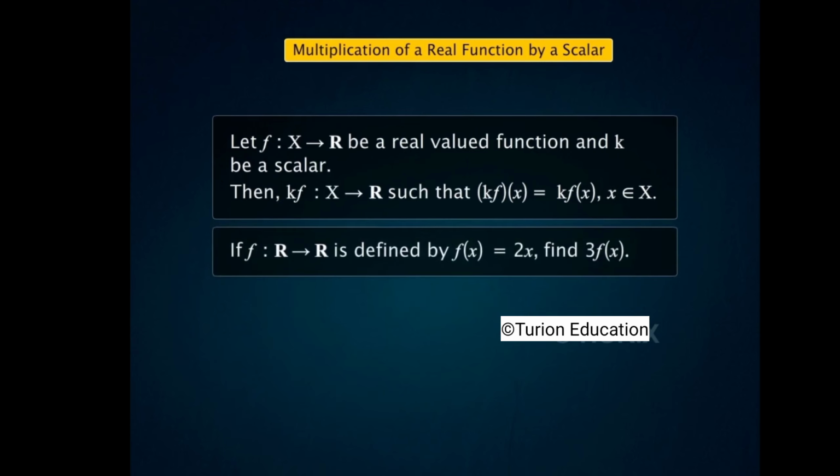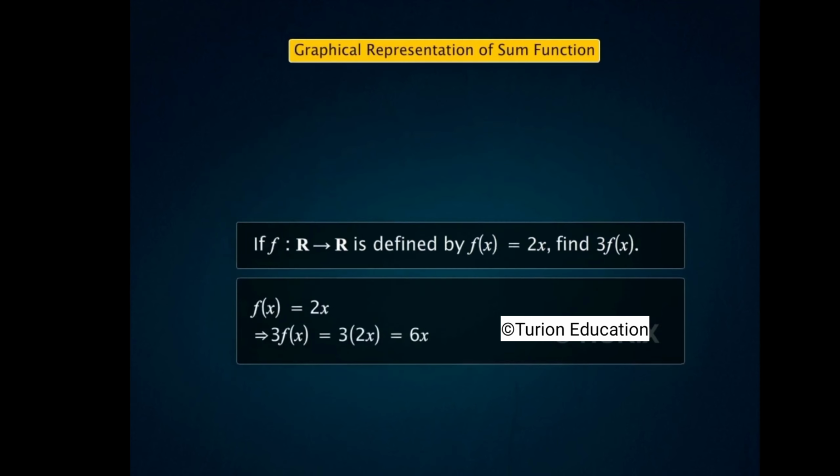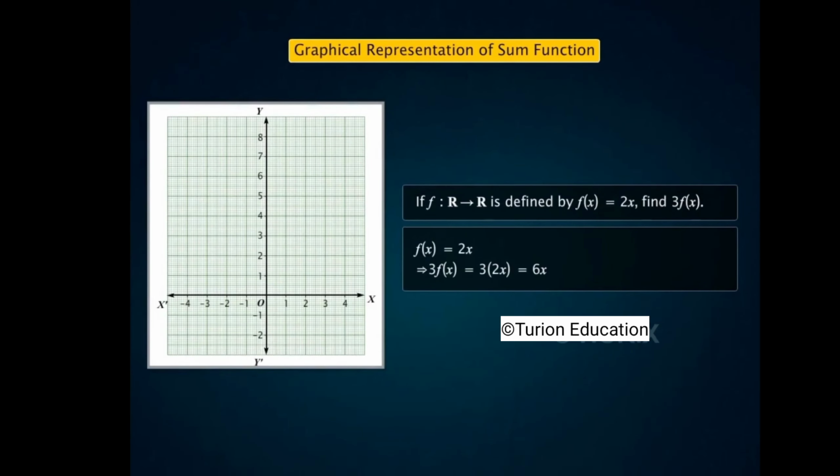For example, if f is a function from the set of real numbers to itself such that f of x is 2x, then find 3f of x. 3 times f of x gives 6x. Let us now draw the graph of f of x and 3f of x. Let us now draw the graph of 2x and then 6x on the same coordinate plane.